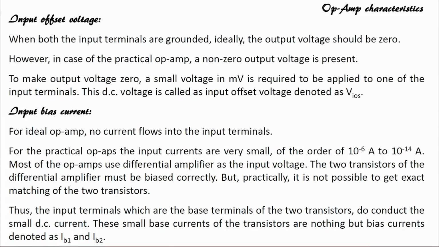When both input terminals are grounded, the output should be 0. But when you do that, like I said in the last course, when you ground both the input terminals of the operational amplifier, you will not find that the output voltage is 0, right. To make that output voltage 0, a small voltage is required to be applied to one of the input terminals, and that small voltage is nothing but your DC offset voltage, called input offset voltage.